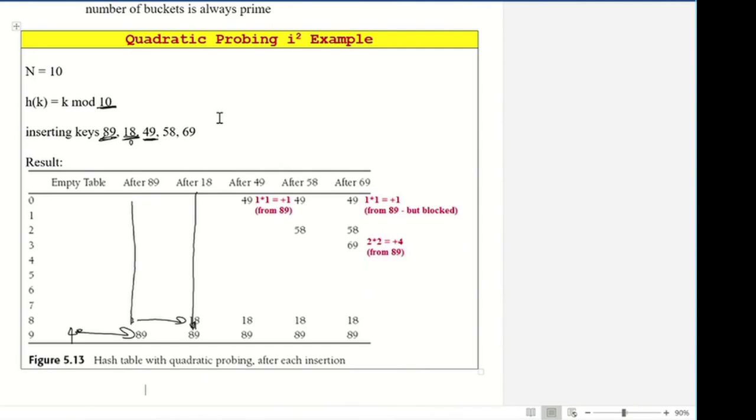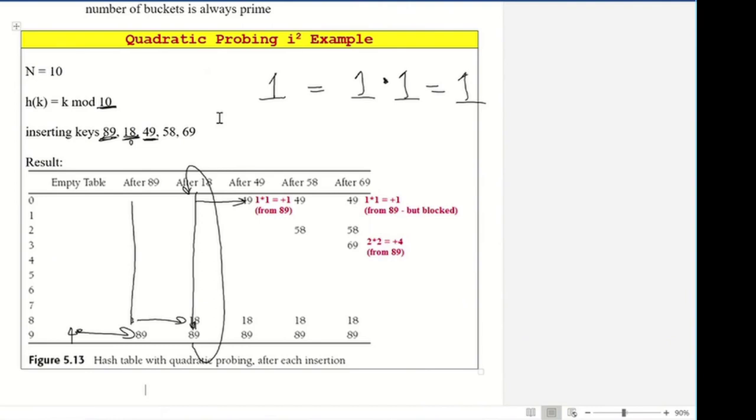So here's what I'm going to do. Here's my quadratic. I'm going to add i squared. And right now I'm at 1. So 1 times 1 gives me a 1. It says, hey, for right now, just move up 1 spot and see if there's an empty spot. And by God, there was an empty spot. I had to wrap around all the way back to 0. But yep, there's an empty spot. Put 29 in. Or sorry, 49. My apologies. Everybody okay with that?